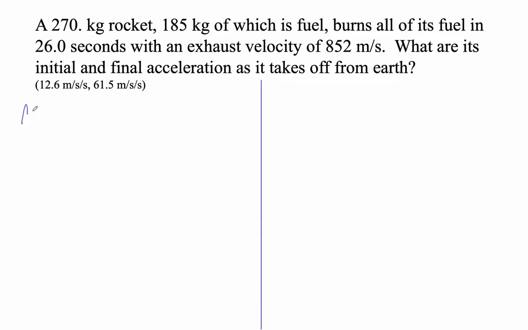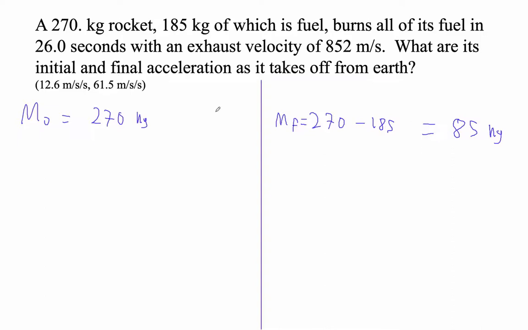Okay, so the initial mass is going to be 270 kilograms, right? And then the final mass is going to be 270 minus 185. So let's figure that out. That's higher math. I can't do that. Minus 185. That is 85 kilograms, eh? This is a well-designed rocket, right? Most of its mass is the fuel, okay?